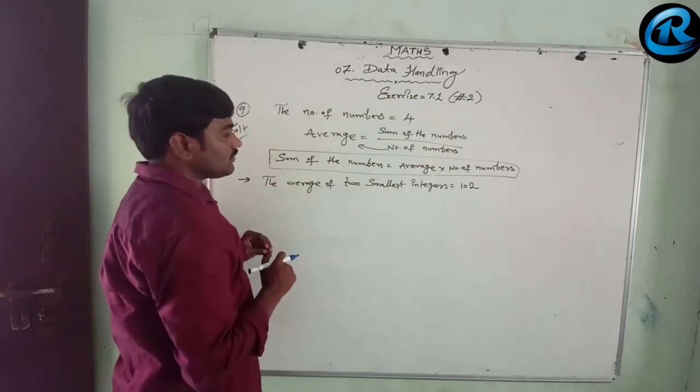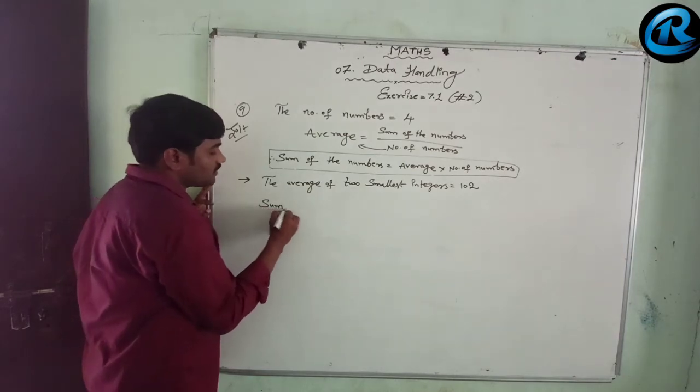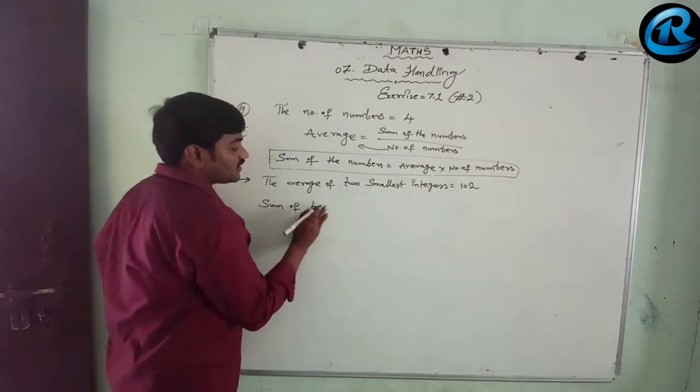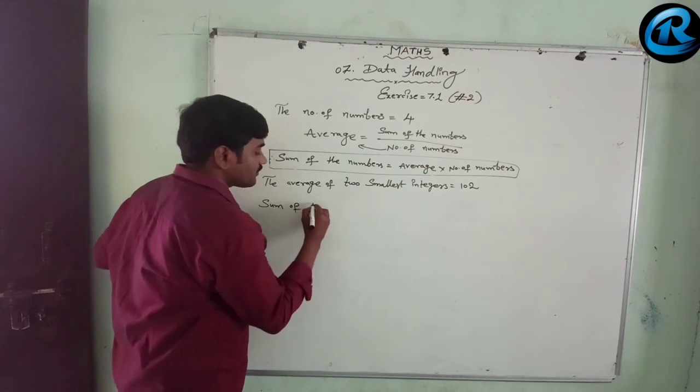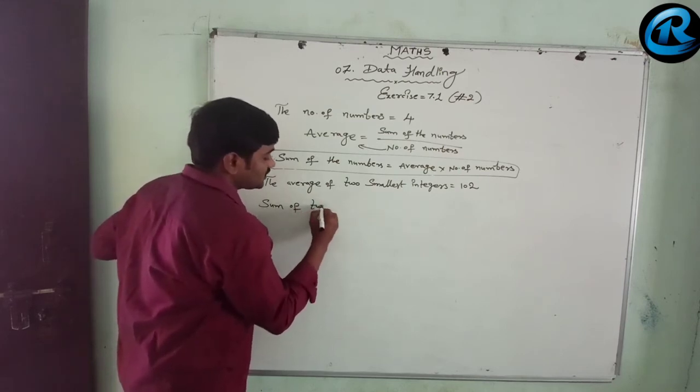Then sum of integers. Sum of two integers now. Sum of the smallest two integers. The sum of two smallest integers.